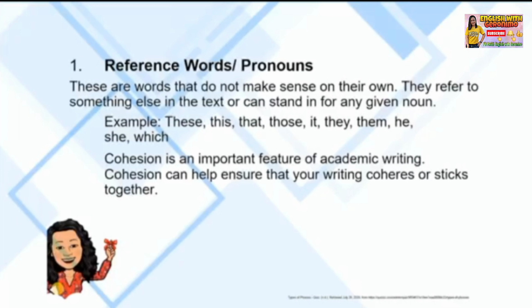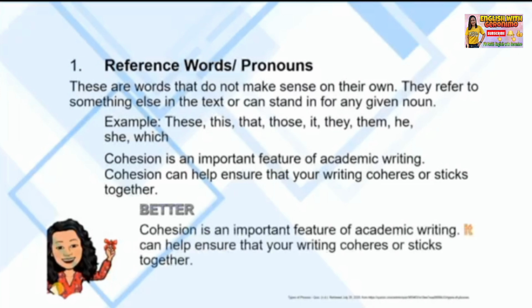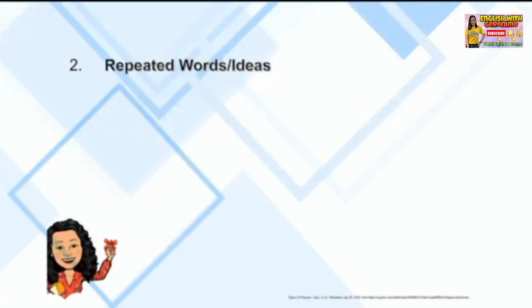Cohesion is an important feature of academic writing. Cohesion can help ensure that your writing coheres or sticks together. It's better: Cohesion is an important feature of academic writing. It can help ensure that your writing coheres or sticks together. 2. Repeated words or ideas. Synonyms. Synonyms are particularly used. These are different words that represent the same idea.